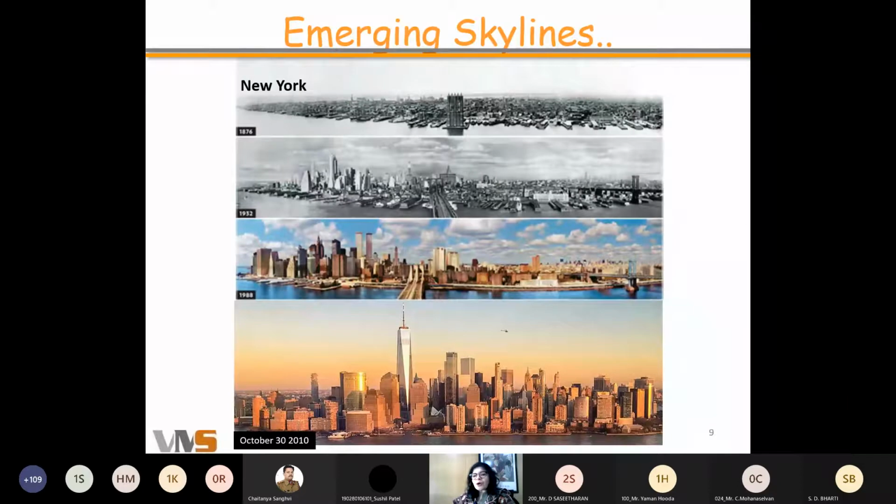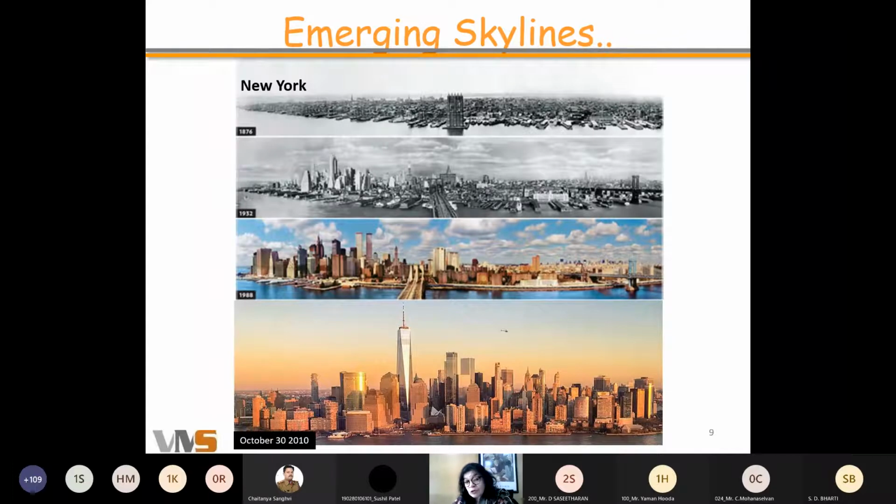And I'm just going to take you through 3 slides, and you will see why I'm taking you through them, and why tall buildings is something which has personally hit home for me. So this is New York. You can see the topmost is 1876 New York. You can see how flat it looks. And then in 1932, there are these few tall buildings. And then you're seeing, this is in 1988.